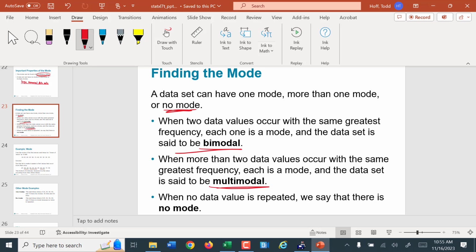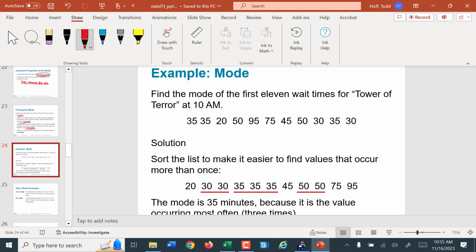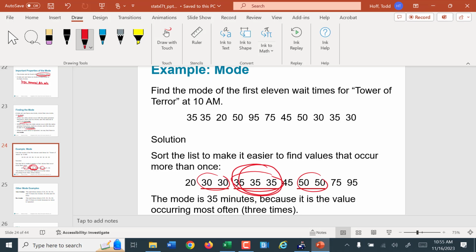I mean, if you have a whole data set and all the data points are repeated twice, that's not multimodal. That's no mode, because there's no point that's more often than the others. No data value that's more often than the others. So in this example here, we have these values. If we sort them, it's usually easiest to sort them just like we would for a median. Well, we see we have two 30s, three 35s, and two 50s. Well, 35 is the one that's the most often. That's 3 times. That would be our mode there.